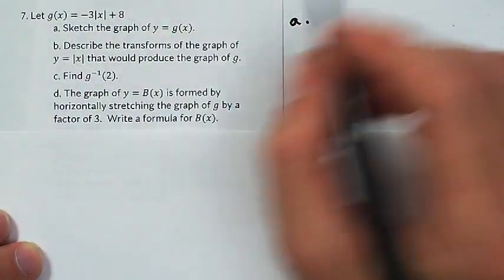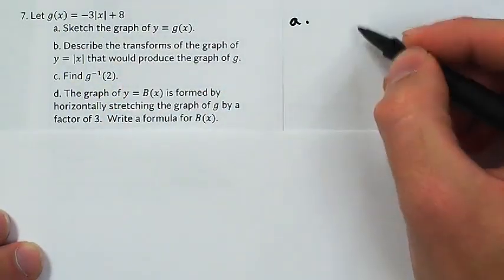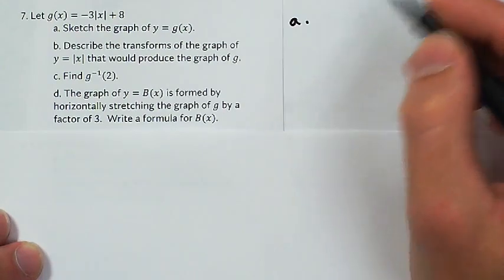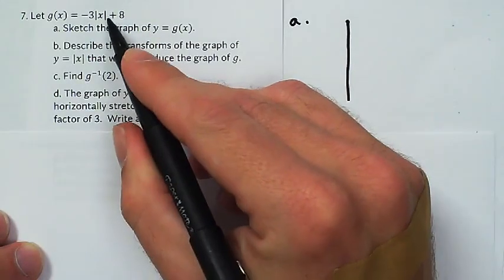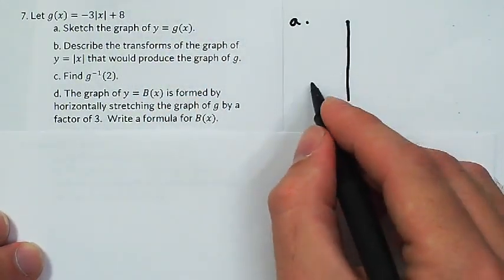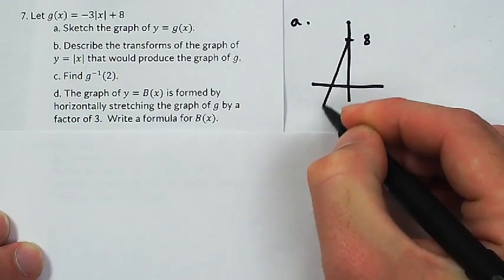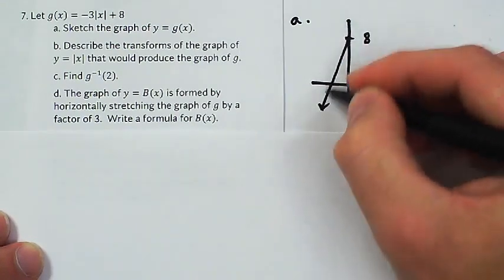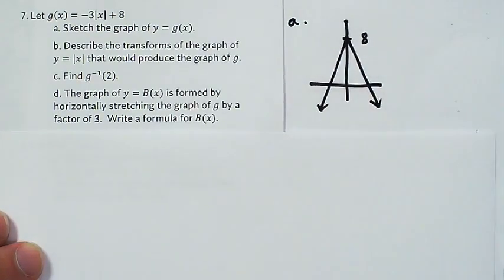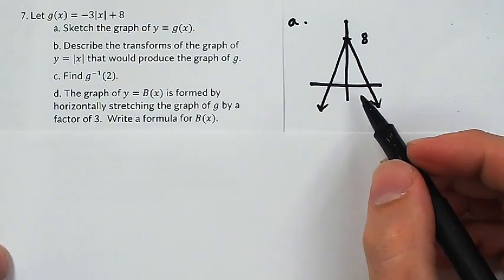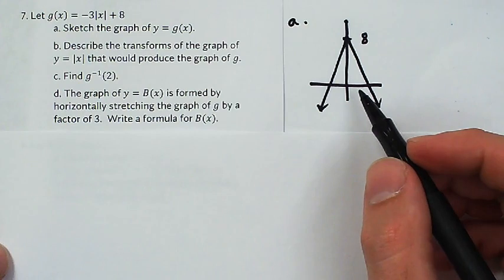So for A, negative 3 absolute value of x plus 8. Regular absolute value of x makes a V, and negative absolute value of x is going to make an upside down V. But then I'm going up by 8, so I'm going to label 8 here. And I'm going to go down with a slope of 3, which in my mind is pretty steep, so I'm going to draw it like that.